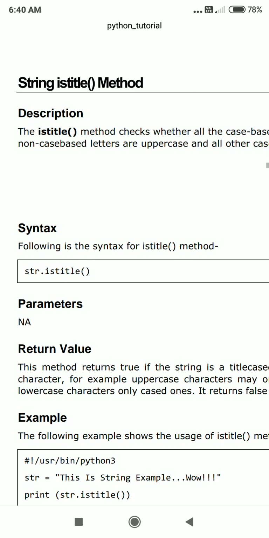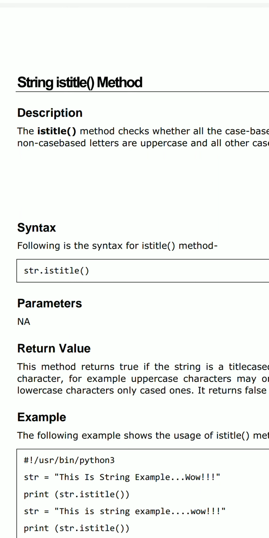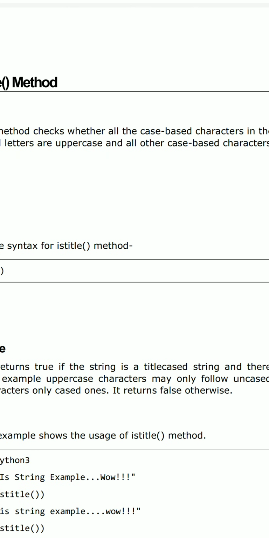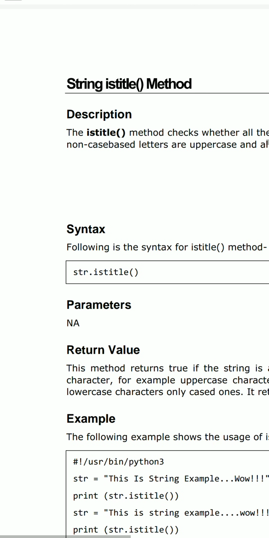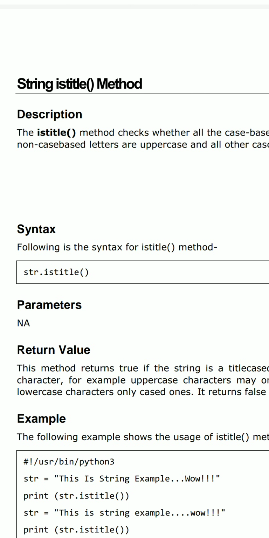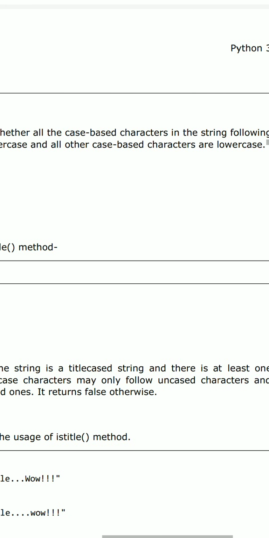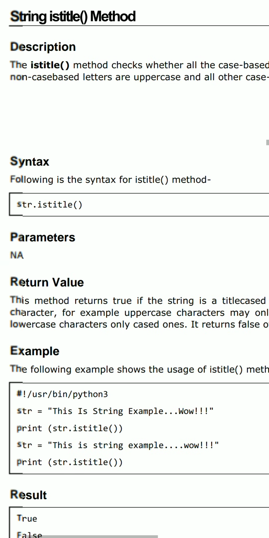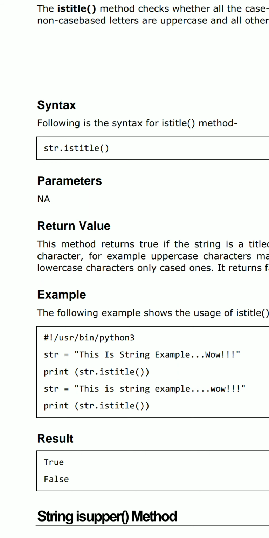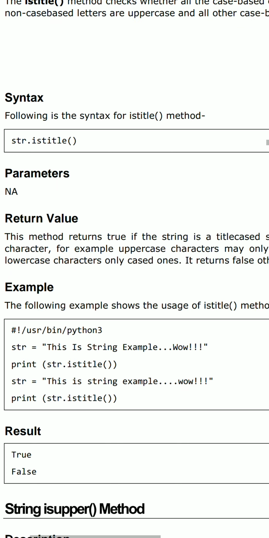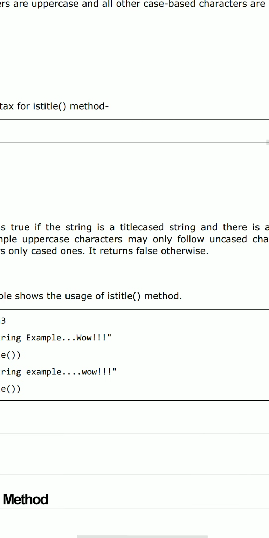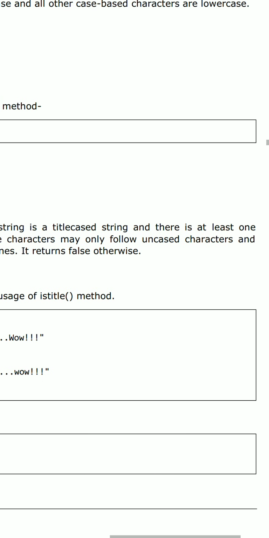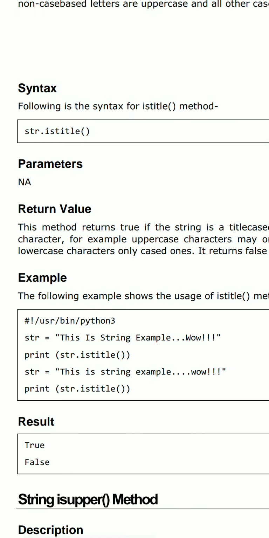And we have another method called the istitle method. This title method checks whether all case-based letters in the string following non-case-based letters are uppercase, and all other case-based characters are lowercase. The syntax is string.istitle(), it has no parameters, and it returns true if the string is a title case string and there is at least one character.